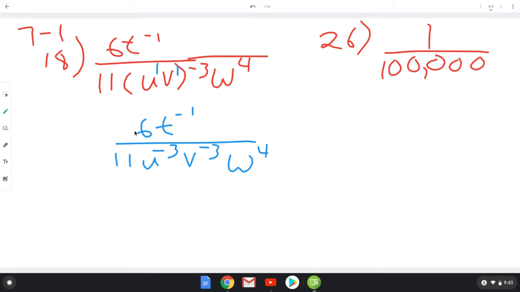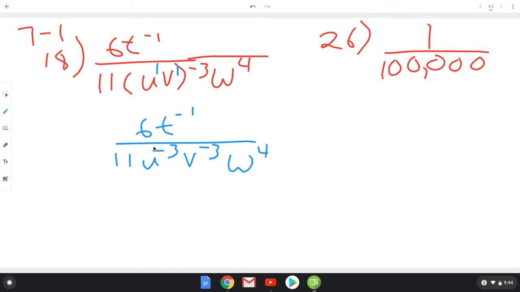Now, I want to look at my numbers and see if I can reduce. I can't. 6 and 11 don't have any factors in common, so there's nothing I can do there. I'm going to leave the 6 and the 11 the way they are. You could do 6 divided by 11 and have a decimal on top, but that's not necessary.